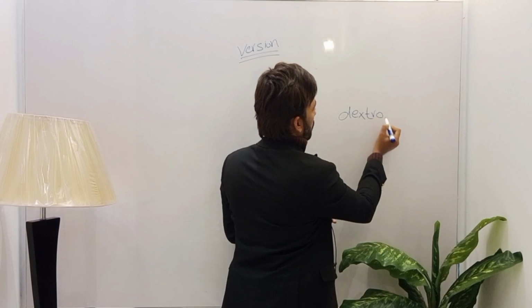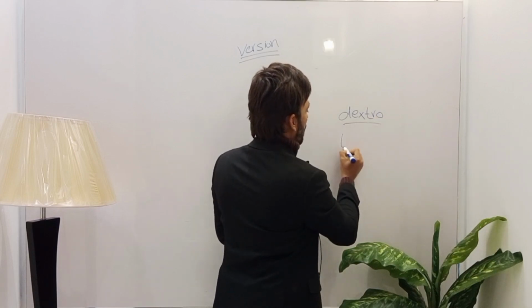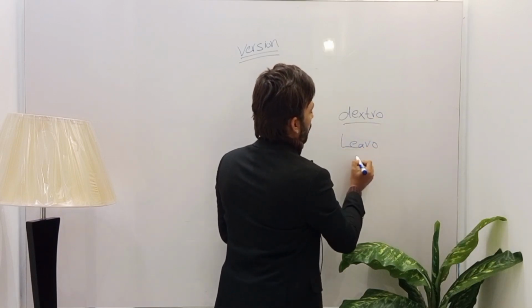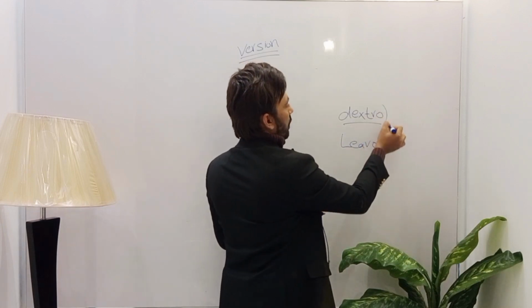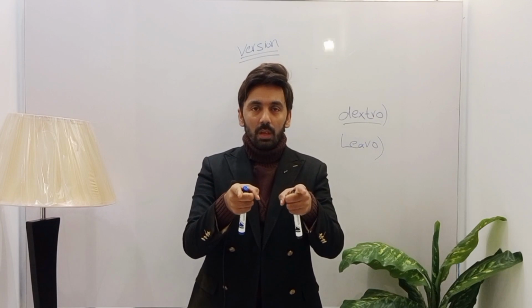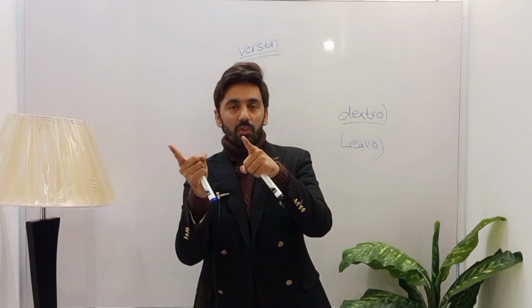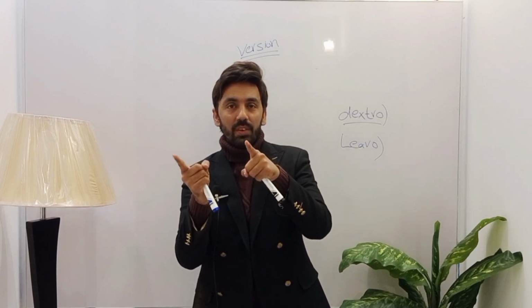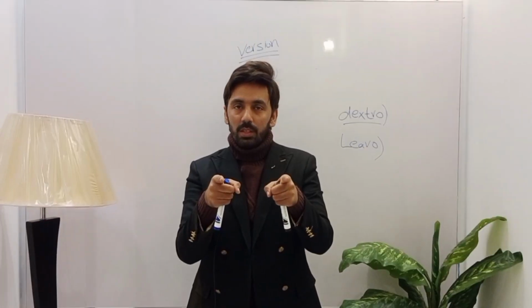Dextro means right, and levo means left. So if both your eyes are moving upward but in the right direction, it would be dextro elevation. This is example number three.